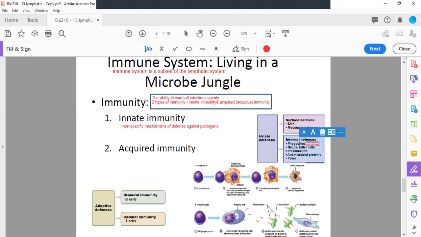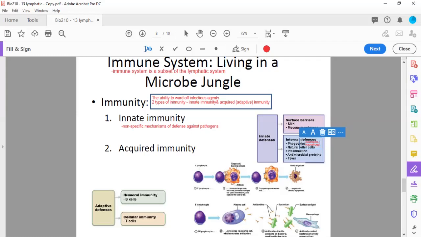Antimicrobial proteins are found in your saliva, which help to fight off pathogens. Now, of course, I'm not advocating for you to basically eat dirt and so on, but your saliva has what's called antimicrobial proteins. And fever also is a way to help to fight off infections, but prolonged high-grade fever can do damage to your neurons.